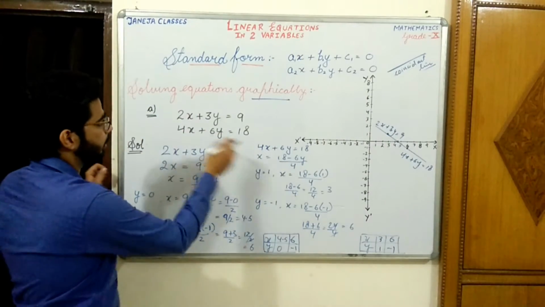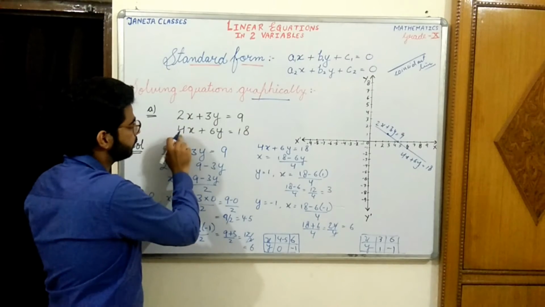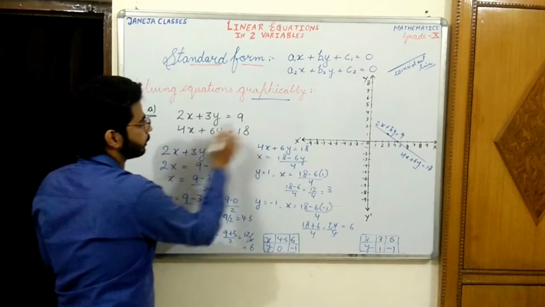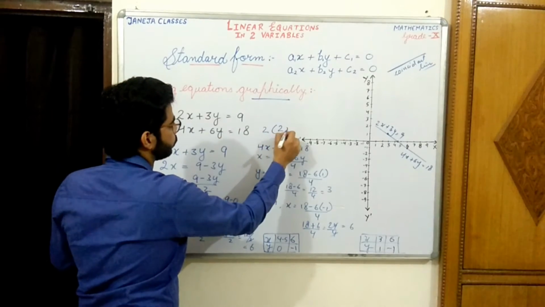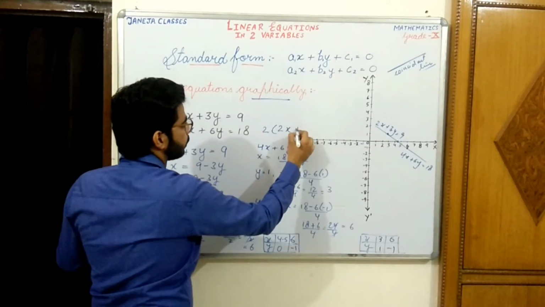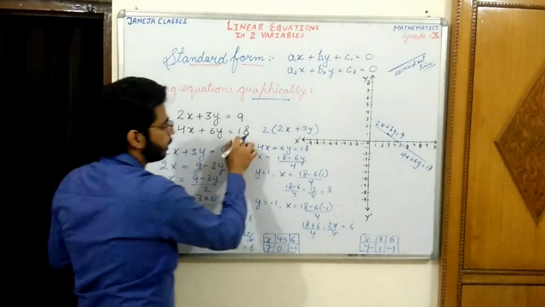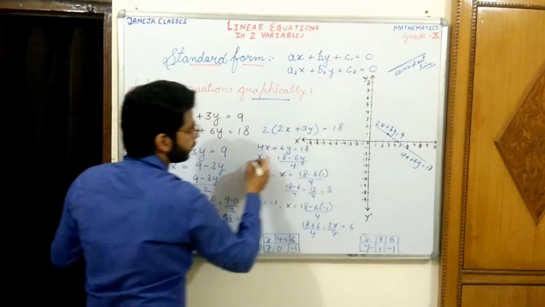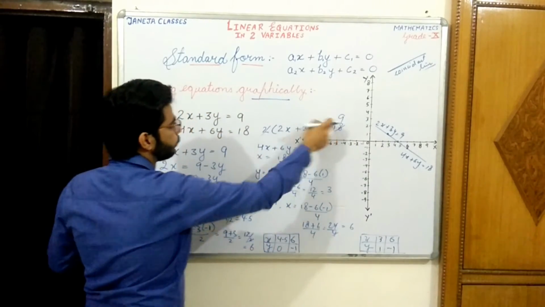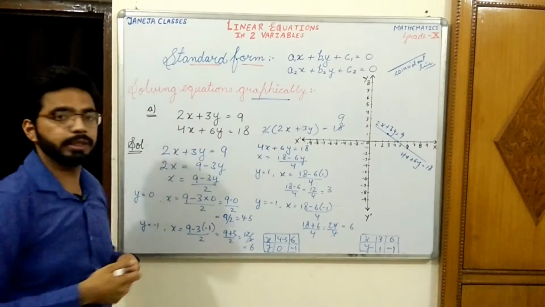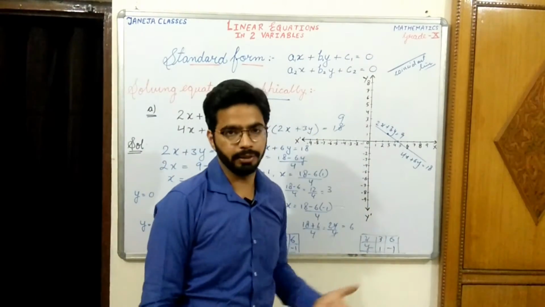See the first equation, 2x plus 3y is equal to 9. In the second equation, take 2 common from both terms, 2x and 3y, and here it is 18, so it can be cancelled. See, the equation is the same, 2x plus 3y is equal to 9, 2x plus 3y is equal to 9. That's why the solutions of both the equations are on the same line.